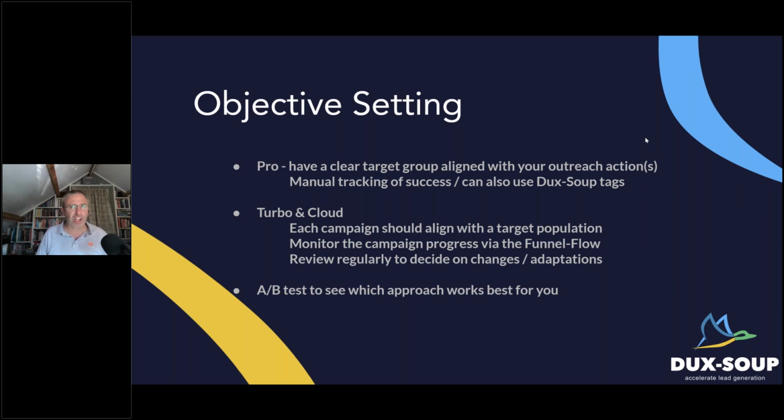Four or five years ago, when you could send hundreds of invites per day, it didn't matter. People just set the robot off and leave it to run, and hopefully the people would appear. Now you need to be much more clear in your approach, much more thoughtful in what you're doing. So whether you're using Pro or Turbo or Cloud, you need to have clear target groups aligned with your outreach actions. With Pro, that would be a case of thinking about what actions am I carrying out against which population? Am I sending connection requests? Am I auto visiting, or am I sending InMails, or am I sending direct messages?